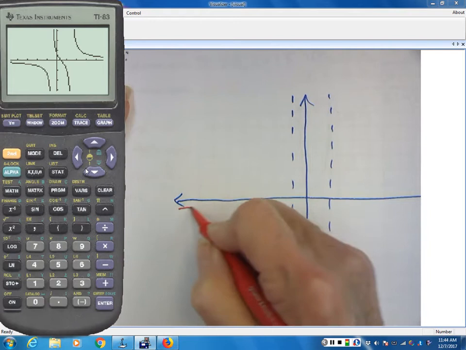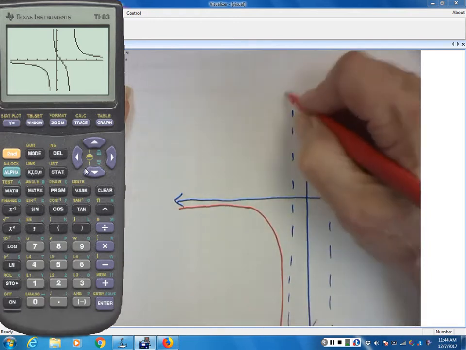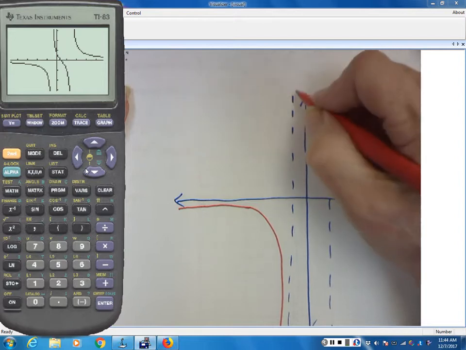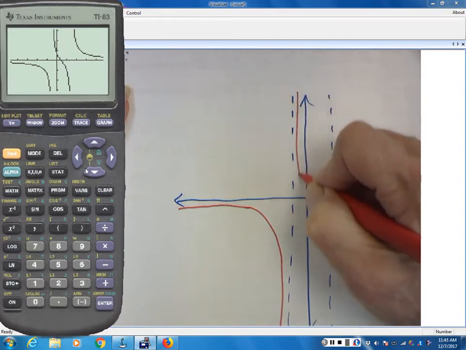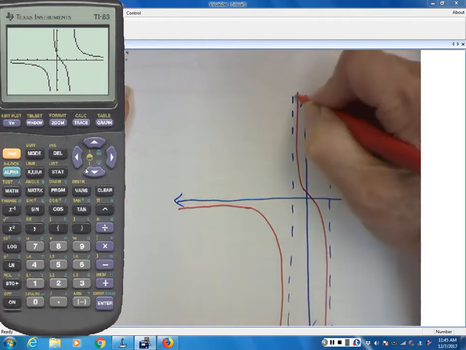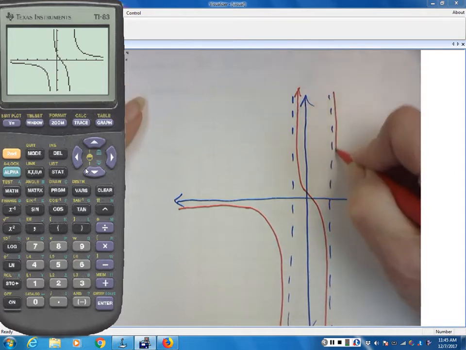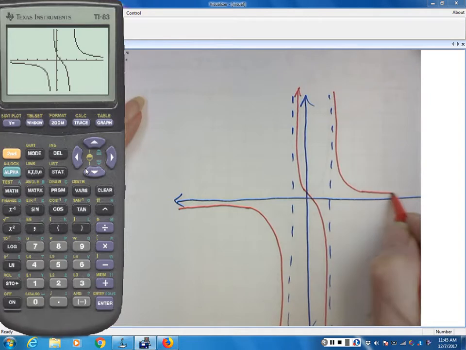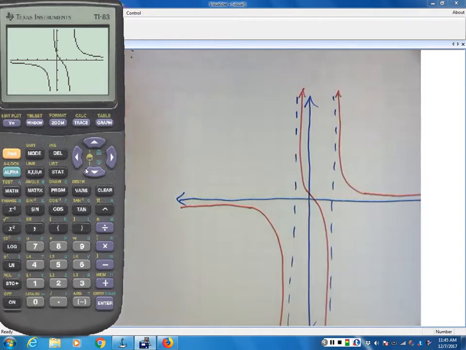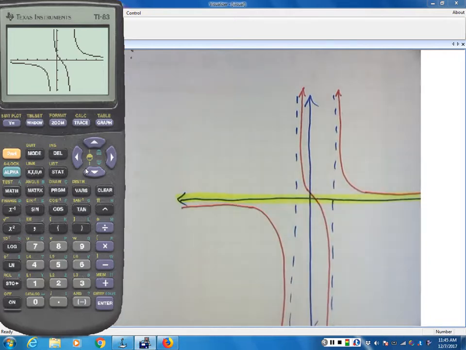And it goes that way, then comes from up top. It goes that way. And then comes from up top again. Goes that way. So this one, in fact, did not cross its horizontal asymptote, although it is possible. I want you to remember that. It is possible for some graphs to cross their horizontal asymptotes, not their vertical ones, but their horizontal ones, they can cross.